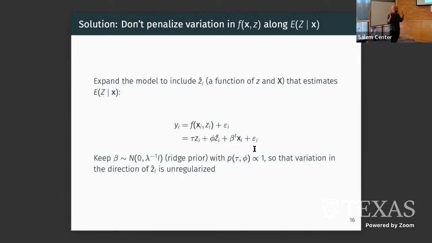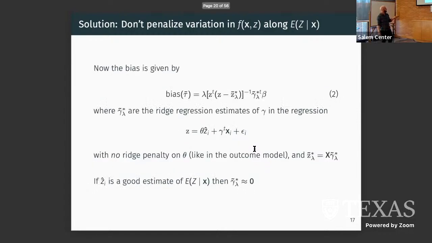This function f of x and z, whatever it is, we're going to let it vary freely along both of those directions, z and its conditional expected value z hat, or estimate of that. Okay. What happens when I do that? What happens to that bias equation? The formula of the bias equation looks the same. Okay. We still have those pieces. We have the lambda. We have those residuals. We have these ridge coefficients, except now these ridge coefficients here are from a ridge regression of z on z hat and x. Okay. So you can sort of see immediately what's happening here.